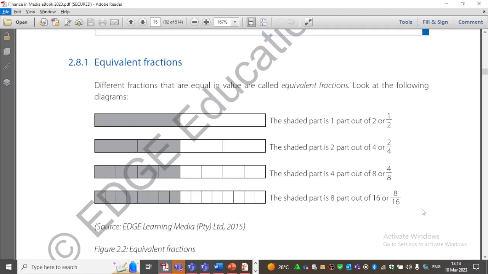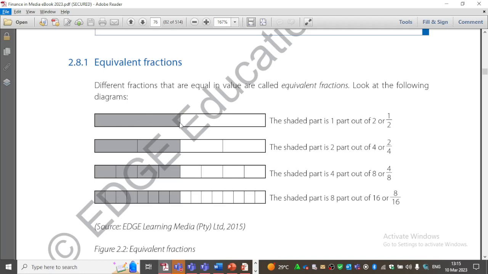Thank you for that. So in terms of equivalent fractions, these are the type of fractions that have the same value at the end when they are calculated. Their value actually comes out the same, even though the numerator and the denominator are totally different amounts. They still have the same value as another similar fraction.